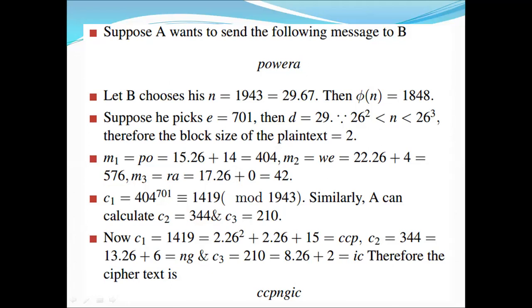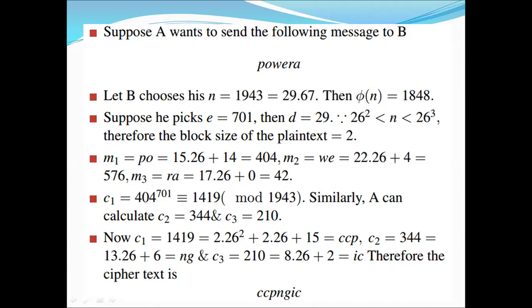Then M1 is equal to PO, which is equal to 15 times 26 plus 14, equal to 404, and M2 is equal to WE, which is equal to 22 times 26 plus 4, equal to 576. M3 is equal to RE, which is equal to 17 times 26 plus 0, equal to 442. So that ciphertext C1 is equal to 404 power 701, which is equal to 1419 mod 1943. Similarly, we can calculate C2 is equal to 344 and C3 is equal to 210.